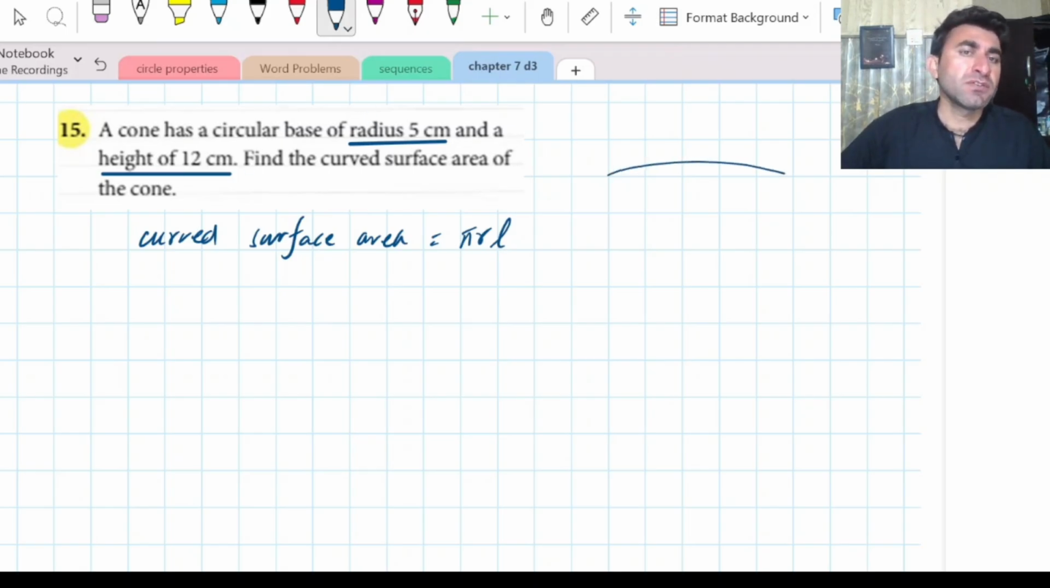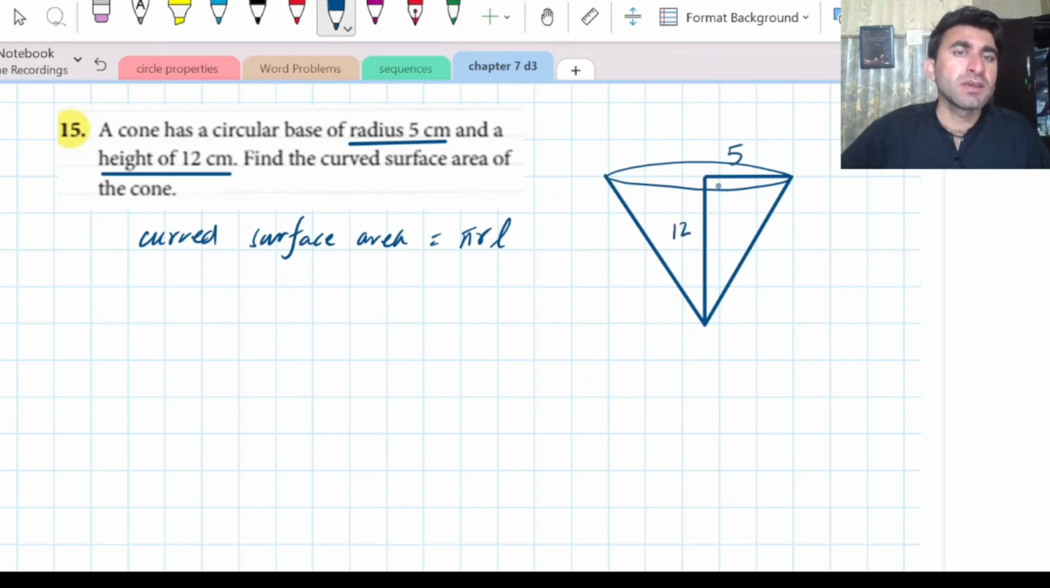So in case of a cone where we are given the radius and the vertical height, we use the Pythagorean theorem to figure out the value of the slant height. This side is the vertical height and this one is the radius, and these are perpendicular. Radius is 5, vertical height is 12, and we use the Pythagorean theorem to find the slant height L. So L square, which is the hypotenuse, equals 12 square plus 5 square.